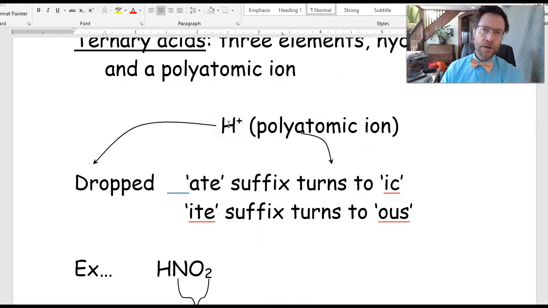So what we do here is the H, nothing, because we already know. You don't worry about it. We're going to take this polyatomic ion, and the "ate" goes to "ic," and the "ite" goes to "ous." That's ate goes to ic, ite goes to ous. Ate to ic, ite to ous.